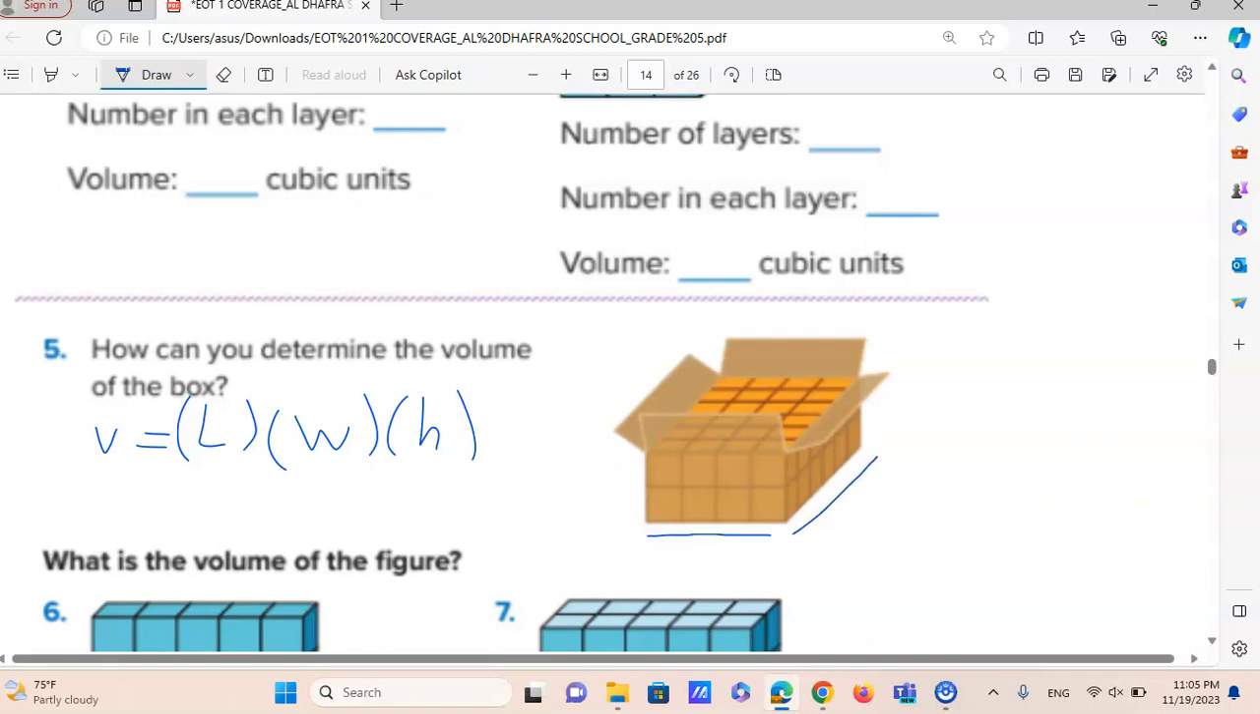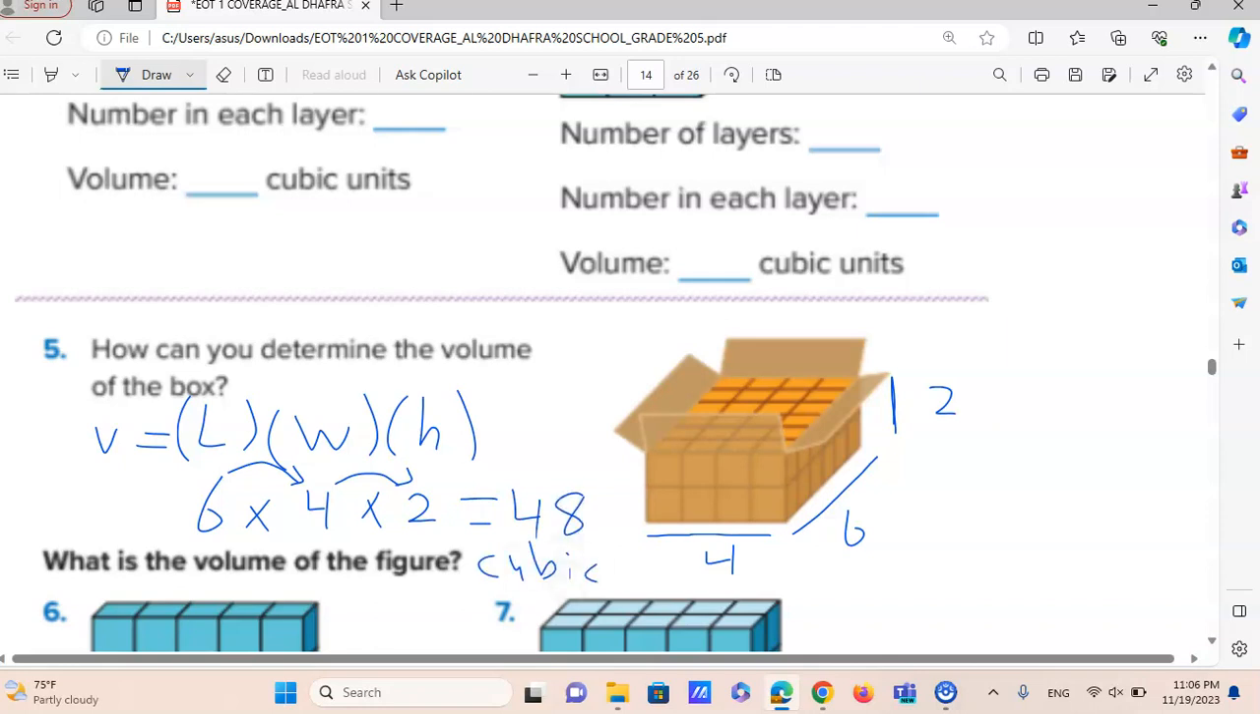Here is the length. The length is 1, 2, 3, 4, 5, 6. The width is 4. What's the height? 2 layers. See? You remember counting layers? 2. So you multiply them. The length is 6 times the width, which is 4, and the height is 2. So multiply them. 6 times 4 equals 24, times 2, 48 cubic units.